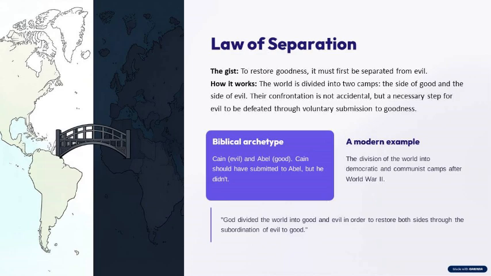It is a stage. The bridge between the two sides has not yet been built, but it will be built. And when the side of evil voluntarily submits to the side of good, true unity will come. But first, we need to clearly understand where good is and where evil is.